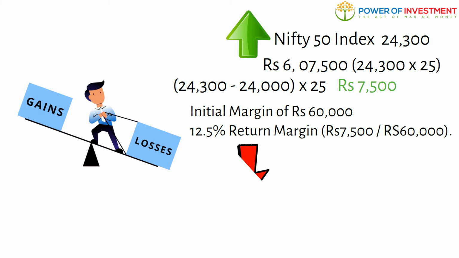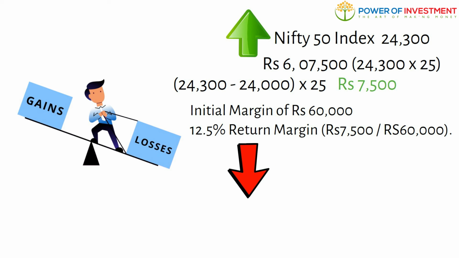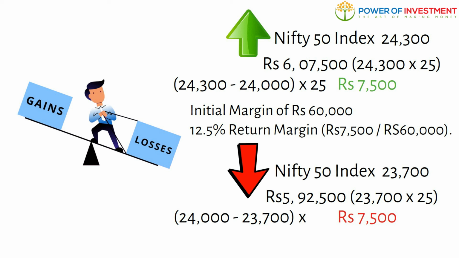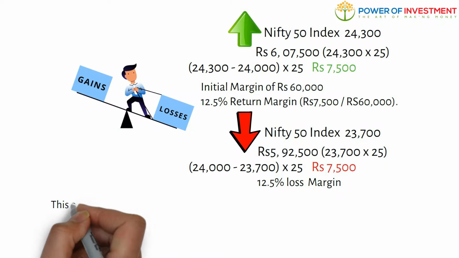7,500 rupees divided by 60,000 rupees. On the other hand, if the index drops to 23,700, your position's value decreases to 5,92,500 rupees, 23,700 into 25. In this case, you would incur a loss of 7,500 rupees, calculated as 24,000 minus 23,700 into 25. This results in a 12.5% loss on your margin.